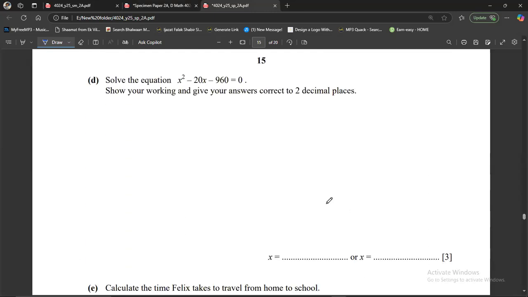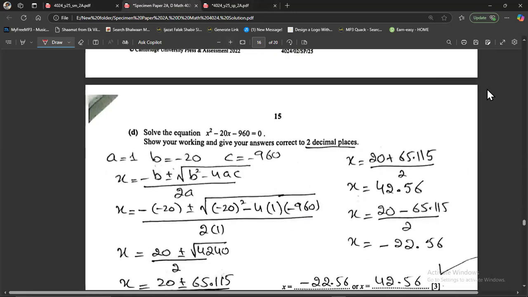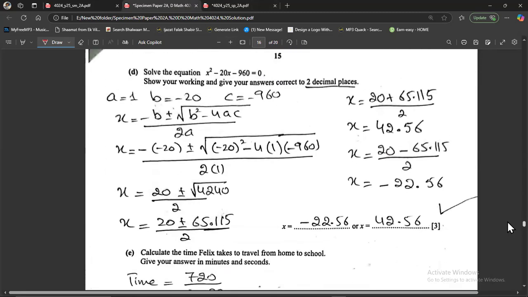Here we go. The D part is a 3 marks question. It says, solve the equation x squared minus 20x minus 960 equals 0. Show your working and give your answers correct to 2 decimal places. So we will apply the quadratic formula here. Here a is 1, b is minus 20, and c is minus 960. And you remember the quadratic formula: x equals minus b plus or minus the square root of b squared minus 4ac, divided by 2a.